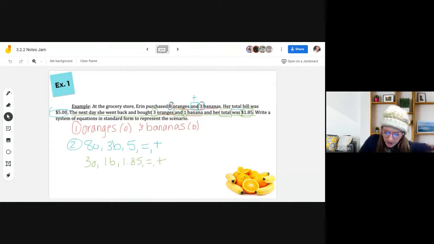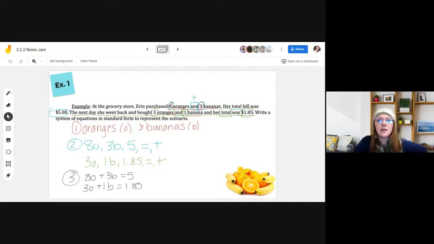So we just have to go on to this third step here, which is just turning this information that we now have gathered into an actual equation. So if we look back up here, we have our 8 oranges plus our 3 bananas equals 5, because it equals $5. Then our second equation was 3 oranges plus 1 banana equals $1.85. And that is it. That is all you have to do to get a 2.0 on this section, is just be able to write those 2 equations.